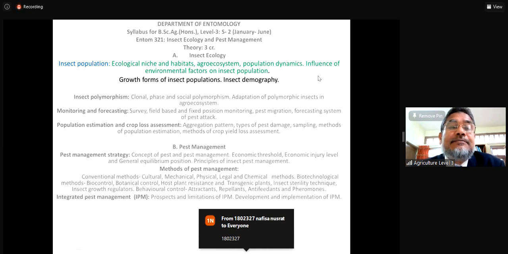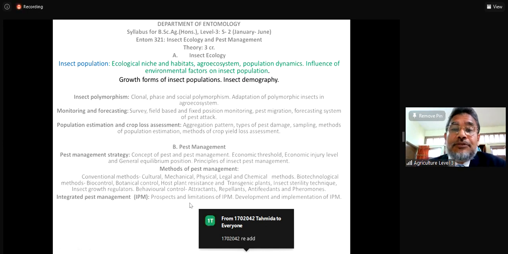Syllabus, insect population, you can see, and the other parts. Only the green parts, I am going to start with these green parts: the ecological niche and habitats, agroecosystem, population dynamics, influence of environmental factors on insects.